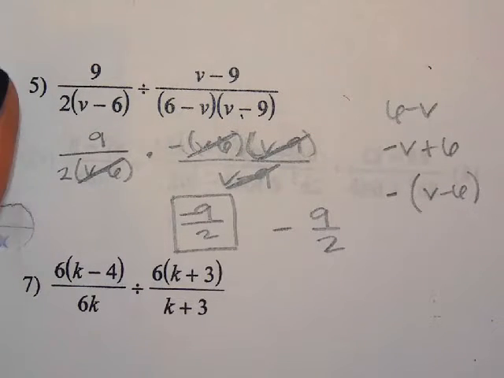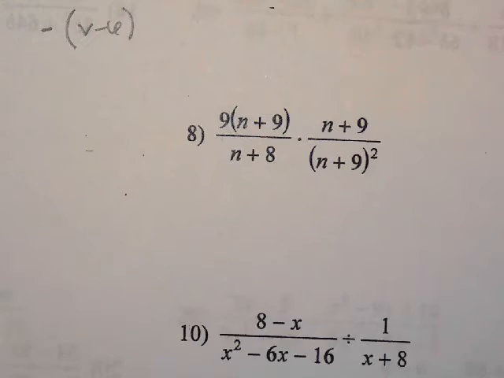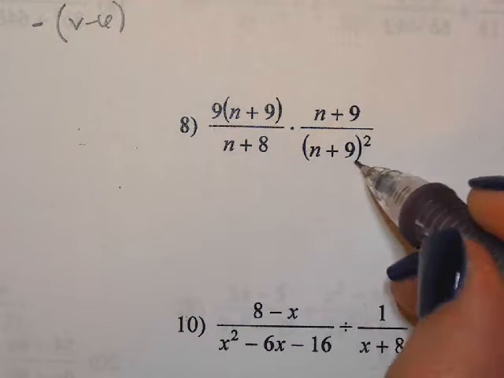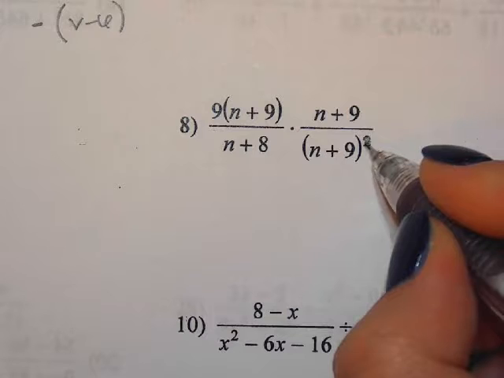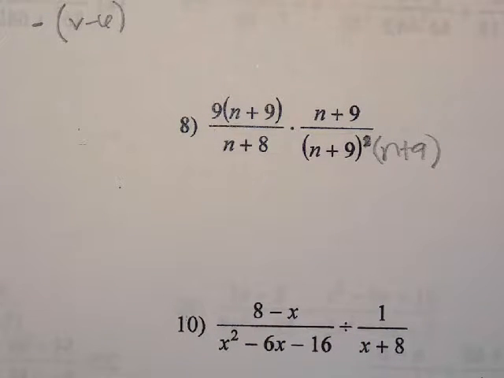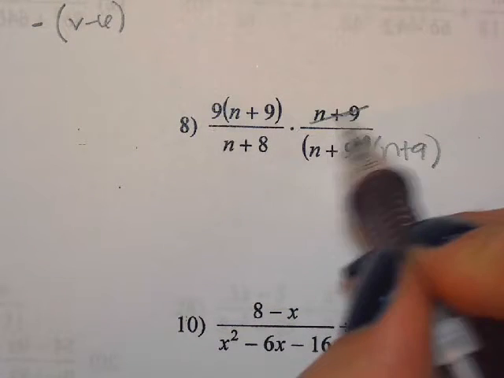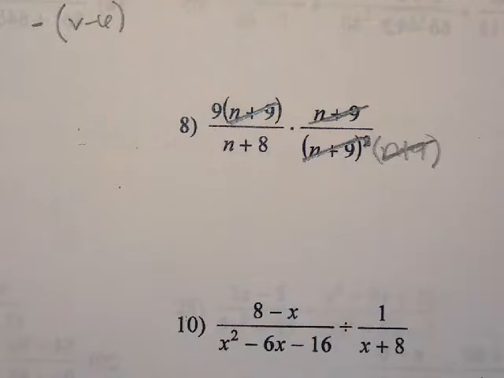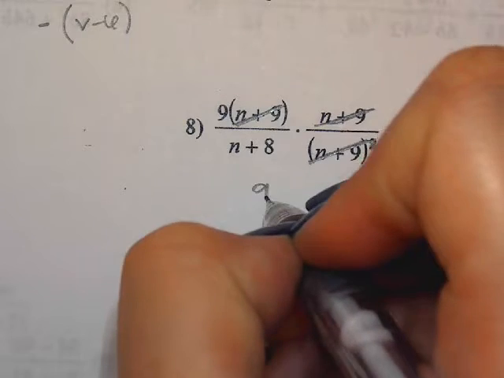Okay, let's look at number 8. It's a multiplication problem, so it's in the right order. This says n plus 9 squared, so I'm going to go ahead and scribble out the squared. I'm just going to write it twice because that's what n plus 9 squared means. And then what do you guys see? So n plus 9, n plus 9.